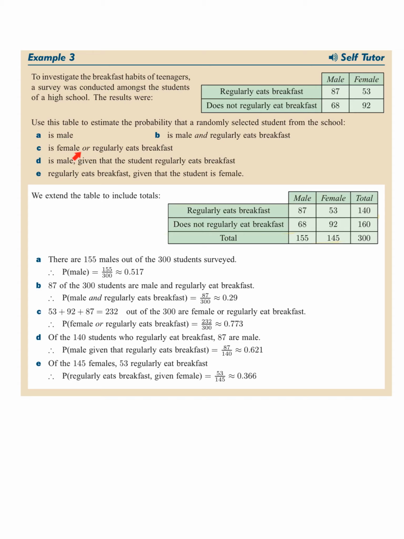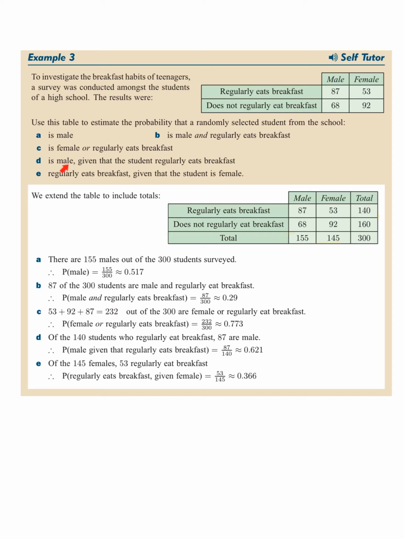Let's have a look at C. Is female or regularly eats breakfast? When you see or in probability, it means both. This and this. So female, the total female is 145, so that's 53 plus 92. Now this additional 87 came along because it said here, or regularly eats breakfast. Well, we add that 87. We've already added it here, because remember, that's female who regularly eat breakfast. We can't double add it, so we add that 87. So it's going to be 53 plus 92 plus 87, divided by the total, which is 300.